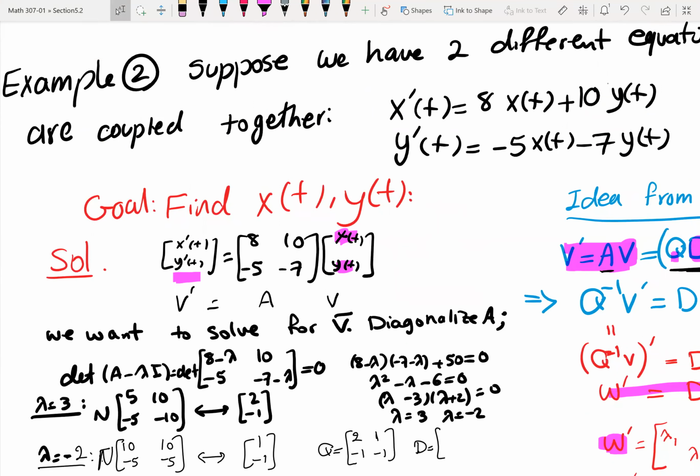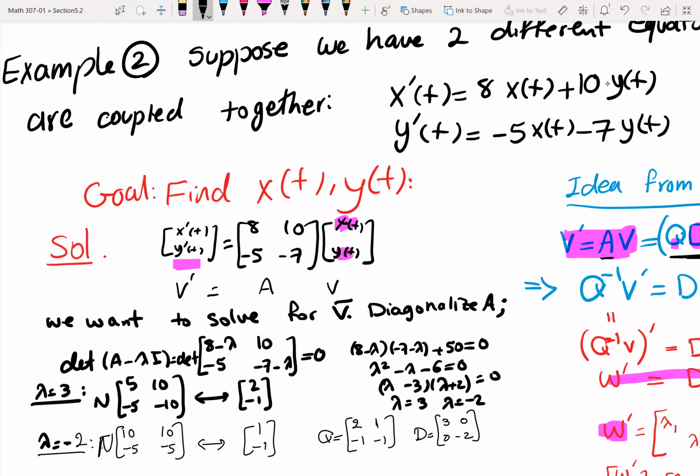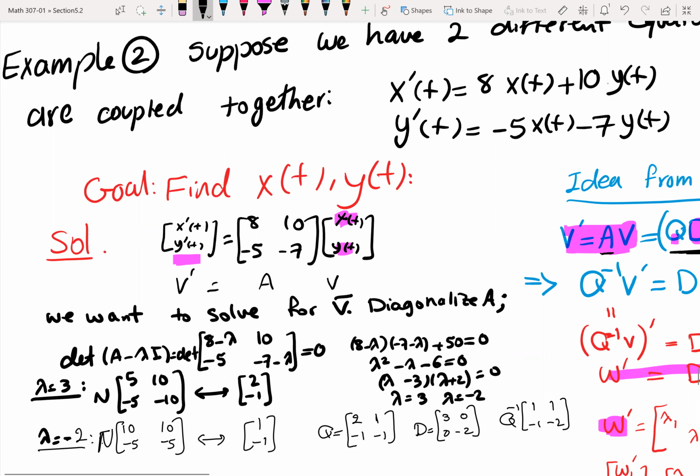That's the differential equation. 3, 0, 0, negative 2, then Q inverse. You know, these are all posted online, right? This is on top of the page in the files folder. As I finish this one, I will update the new version, because that was blank. Am I good to move on? Okay.